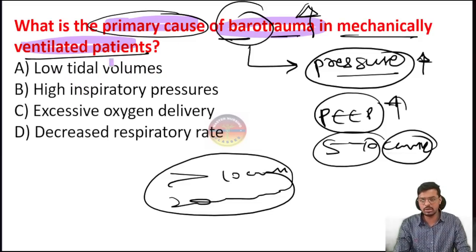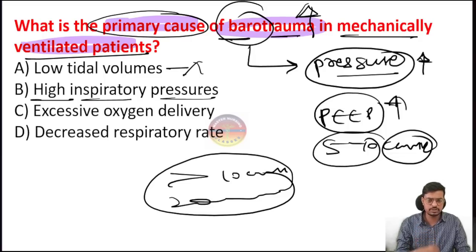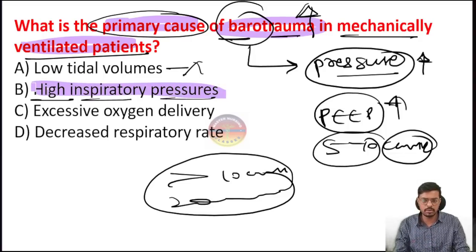Option A, low tidal volume. Low tidal volume means low pressure. Low pressure means the trauma will not happen. So option A I am eliminating. Then comes option B, high inspiratory pressure. During inspiration there is increased pressure. Yes, this may lead to damage to our lungs because of the increased pressure.